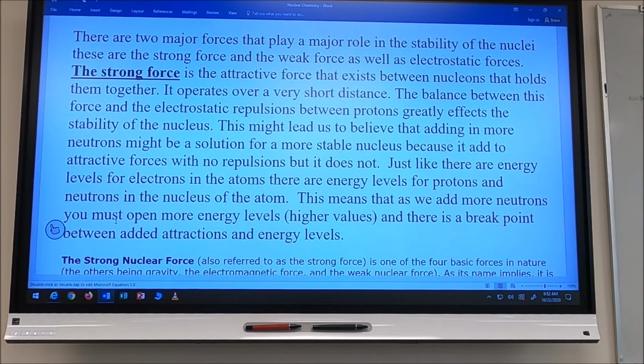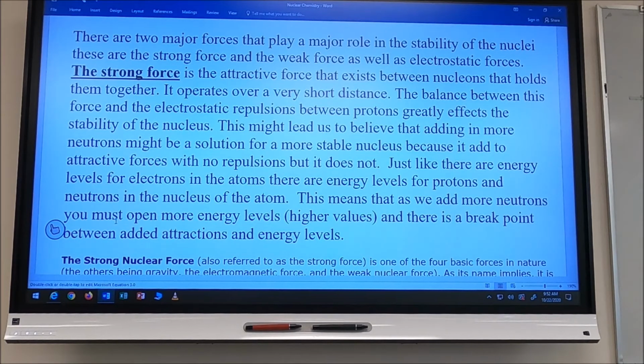nucleus. Might lead us to believe that adding in more neutrons might be the solution for a more stable nucleus, and this is the approach they took when they were trying to make heavier nuclei in the beginning to try to see if we could manufacture changes to the nucleus of the atom. They just tried sticking extra neutrons in. By the way, that's how we accidentally split the first atom.